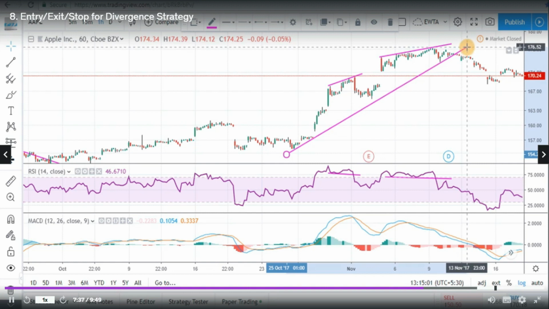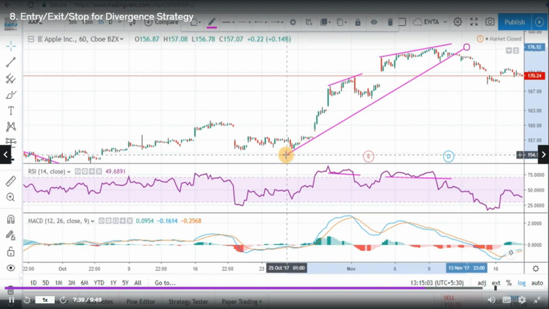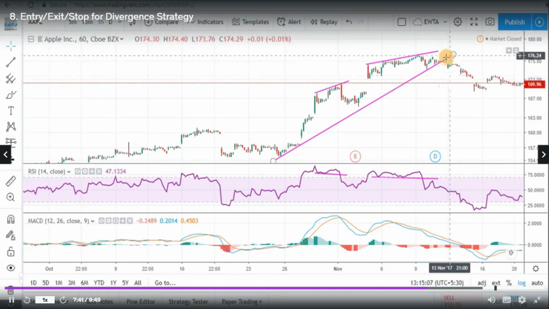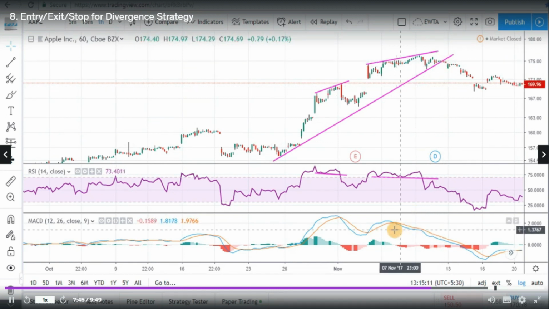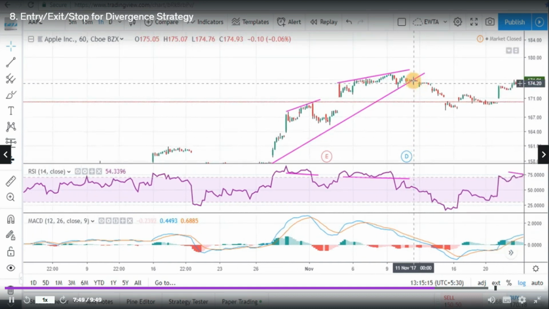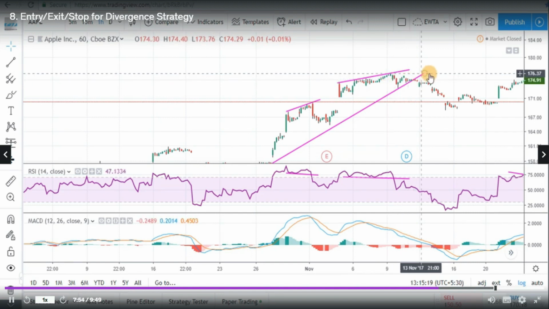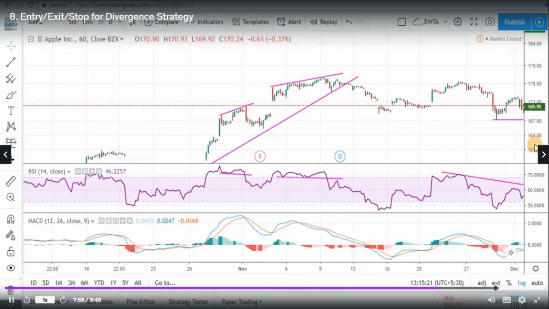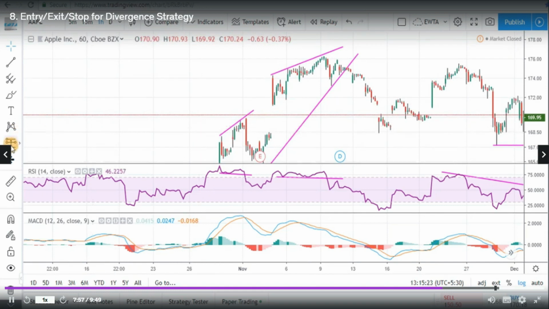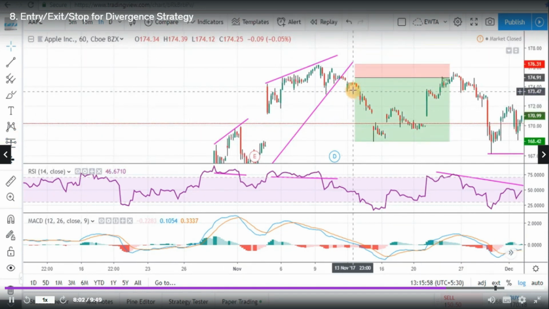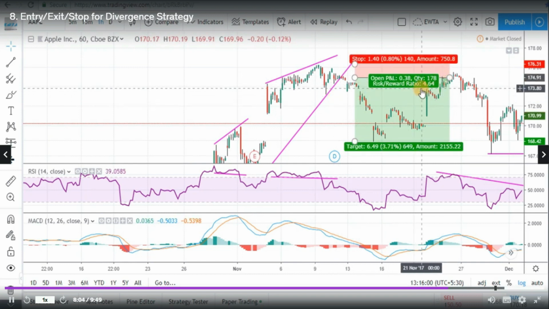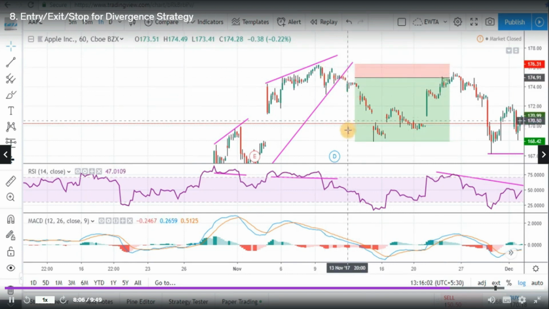here at this point we are getting a signal of short selling, and MACD is already giving a short sell signal, so we can make entry at this candle with the stop loss level at the high of this candle. And if we measure the risk to reward ratio, this is a 4.64 risk to reward ratio in this case.